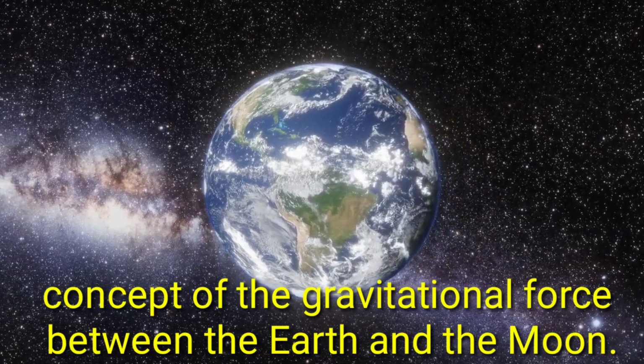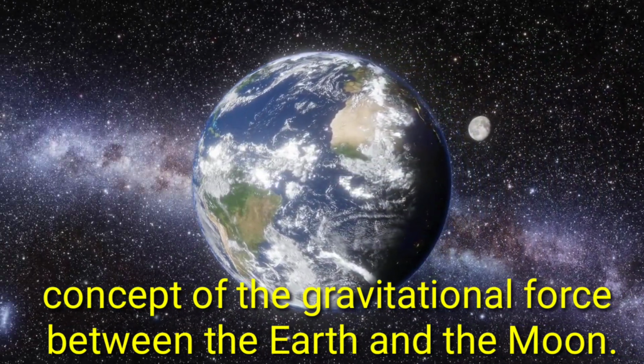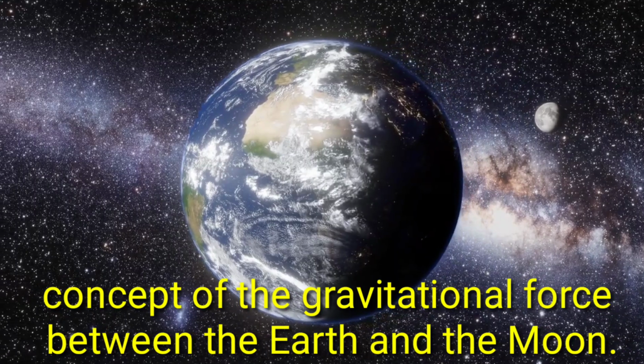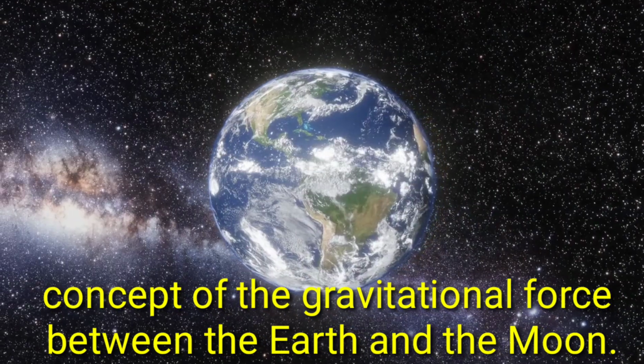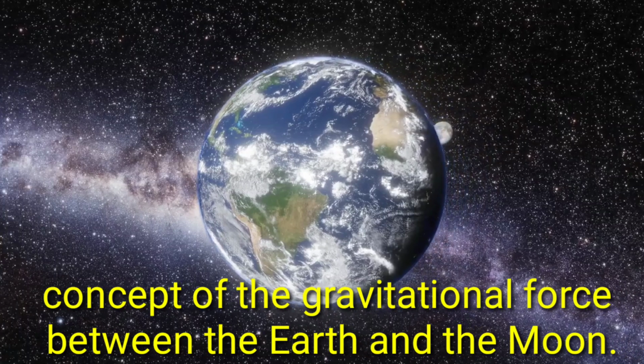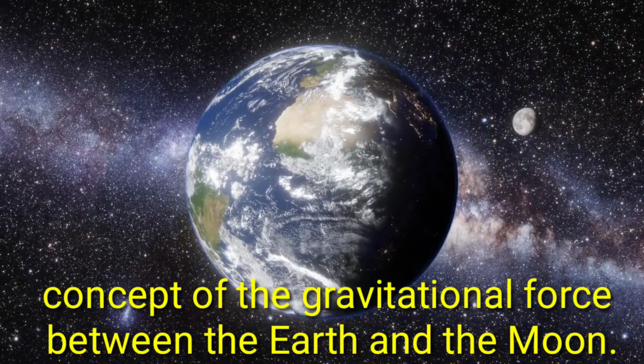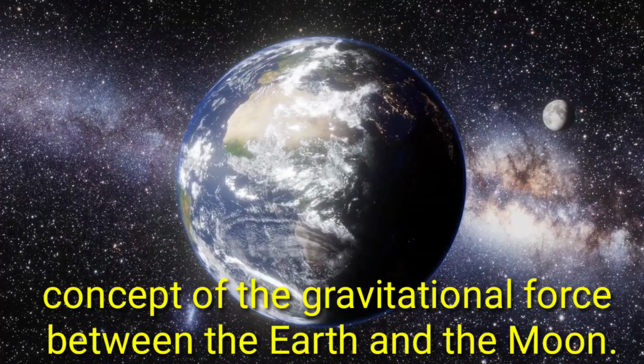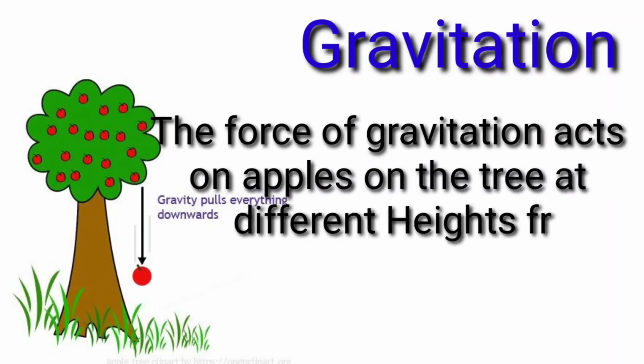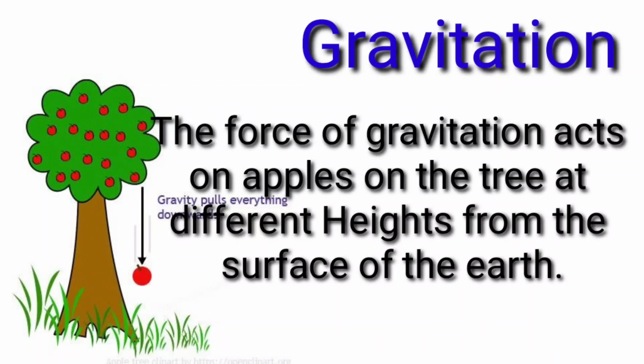The figure also shows gravitational force between the earth and the moon. Watch this video about the gravitational force between the earth and the moon. The distances in the figure are not according to the scale. Newton thought that if the force of gravitation acts on apples on the tree at different heights from the surface of the earth, can it also act on objects at even greater heights? Example like earth and moon.